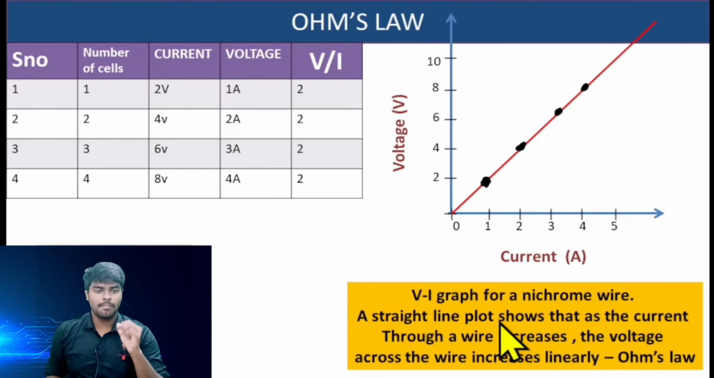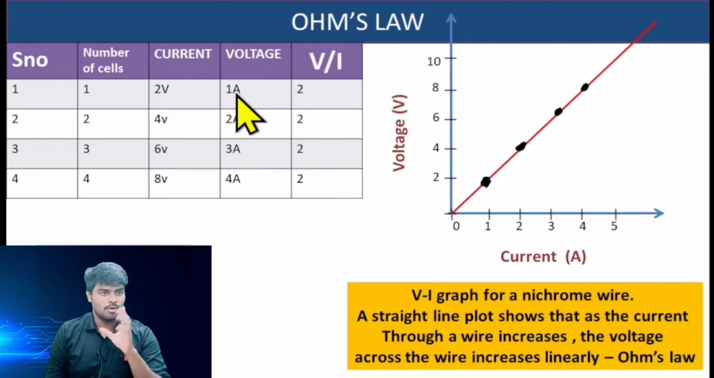Okay, a straight line plot shows that as the current through a wire increases, the voltage across the wire increases linearly. Simply, it is called Ohm's law. Observe clearly: as the current through a wire increases, the voltage across the wire increases linearly. Observe the current and voltage values clearly. They are constantly increasing, and we get the same V by I values.